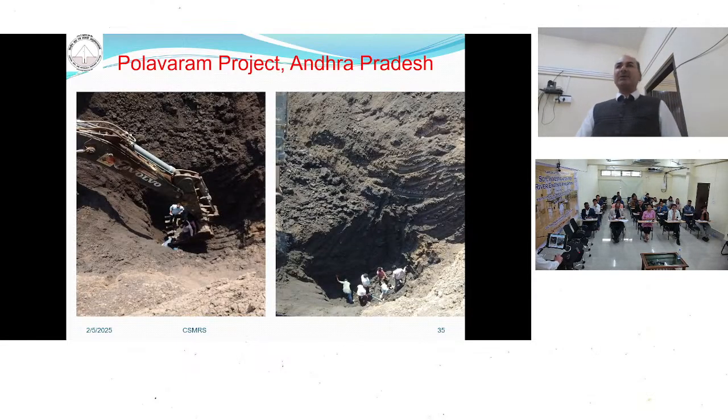So this is one of the pictures. We have collected the sample by making a pit. But here the depth of the pit is more than 15 meters. So what have we done in that case?